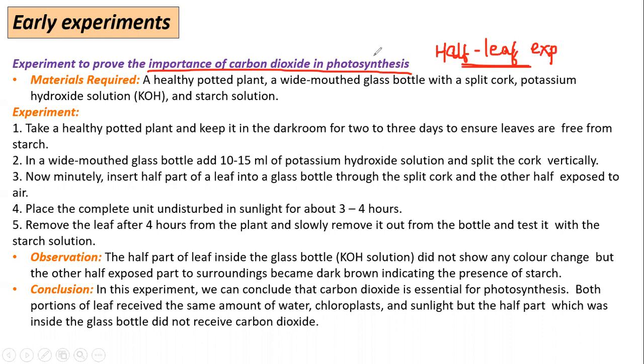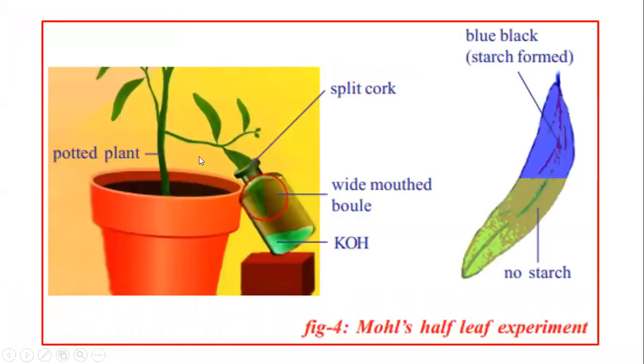First of all, let me show you the diagram for that. Then let's come back to the slide. So this is a diagram. Look, guys, this is a leaf. This is the leaf of a plant, and half of that leaf is kept inside this particular beaker, and half part of the same leaf is kept above, exposed to the air.